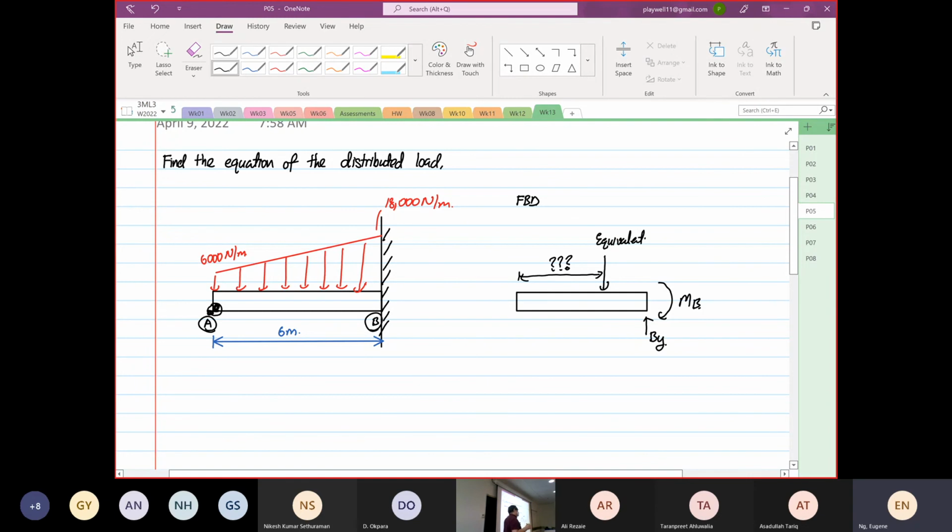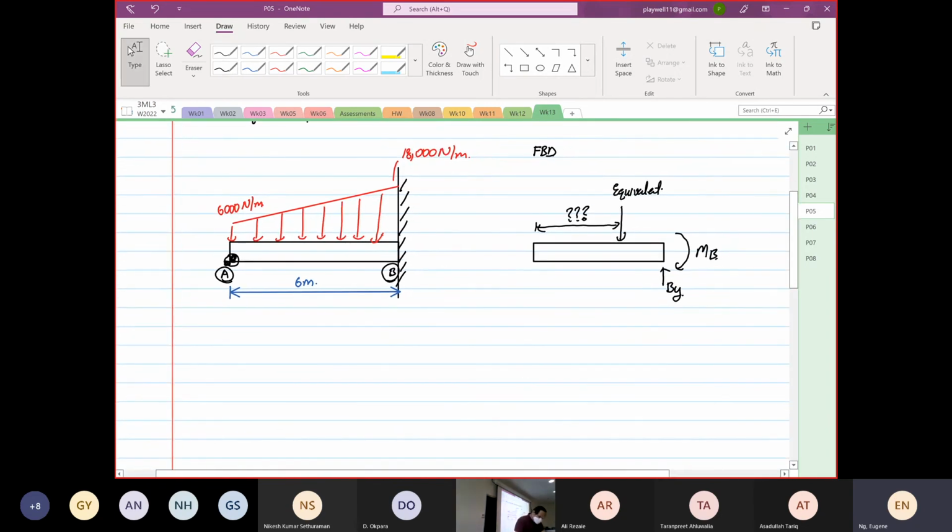That is why one way to solve is to use the integration method. Another way to solve is to use the superposition method. I'm going to teach you the integration method. So to solve this, we need dV over dx equal to minus omega as a function of x. Now we have to determine omega as a function of x.